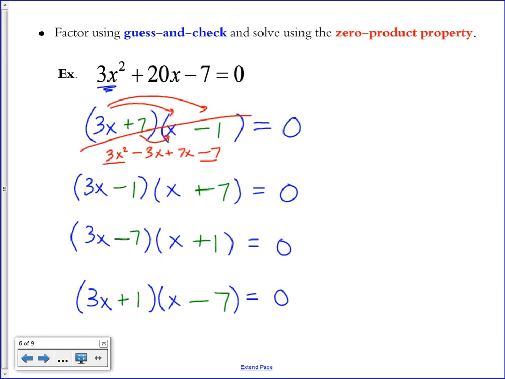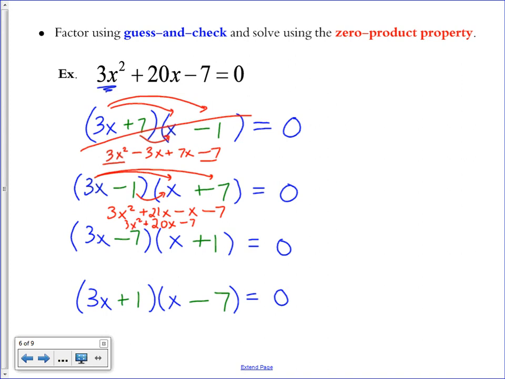Second one, I get 3x times x is 3x squared. 3x times 7 is plus 21x. Negative 1 times x is minus x. And then negative 1 times 7. If you add these 2 middle terms together, you'll see it's 21x minus x, and that does equal positive 20x. That means this is the one. This is the correctly factored version of it.